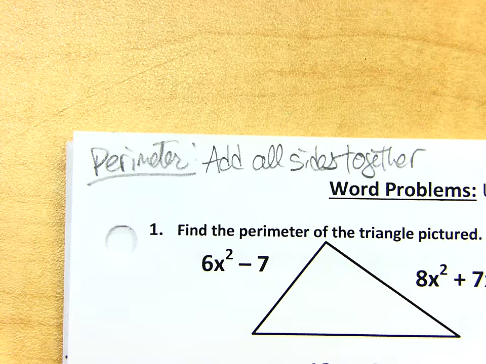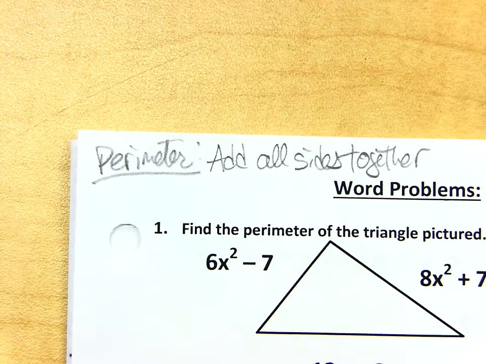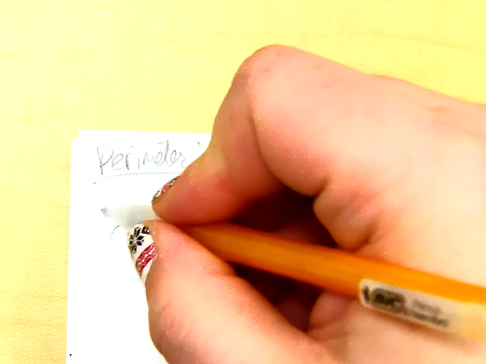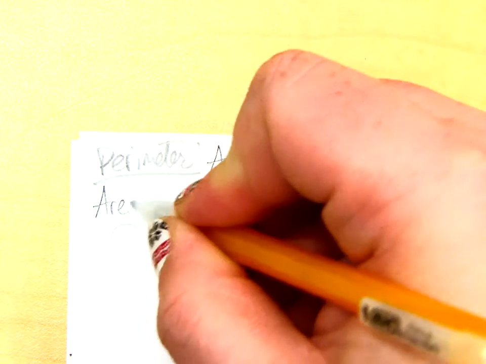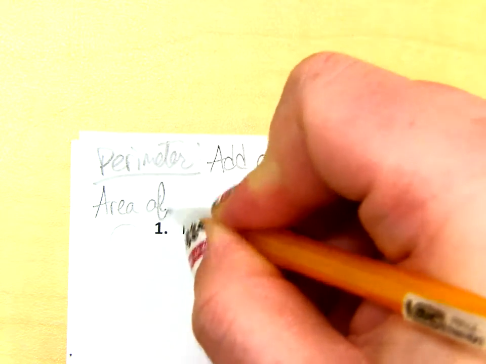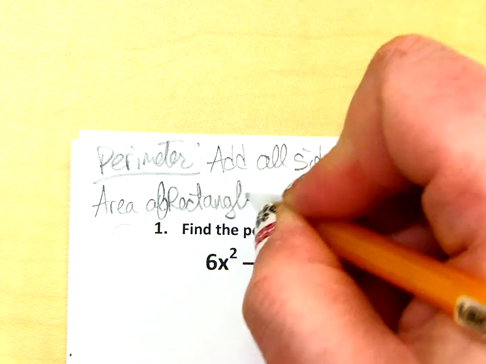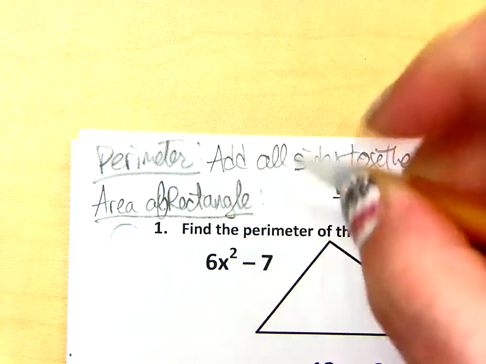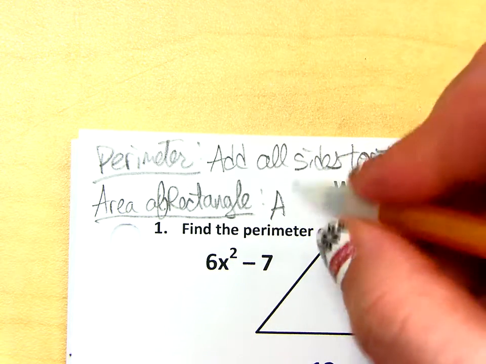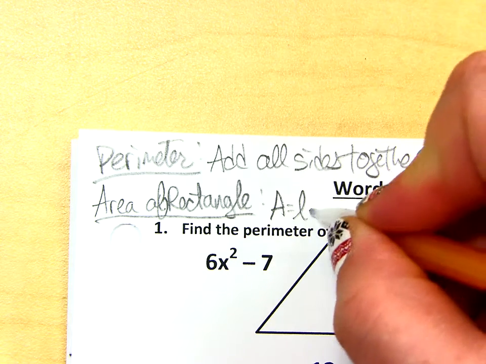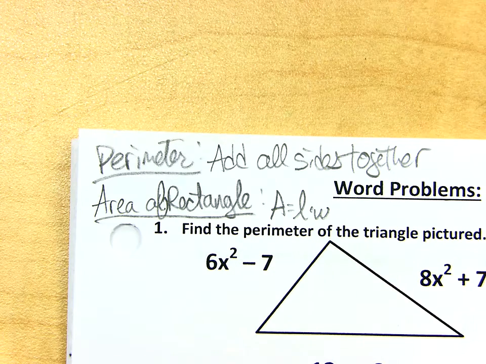Area. Now it matters what shape you have. There are two shapes that we'll be dealing with on here. Well, really three. Area of a rectangle, start with that one. What's the formula for area of a rectangle? L times W. It's just length times width, or base times height. It's the same thing. So you just multiply the two sides together for a rectangle.